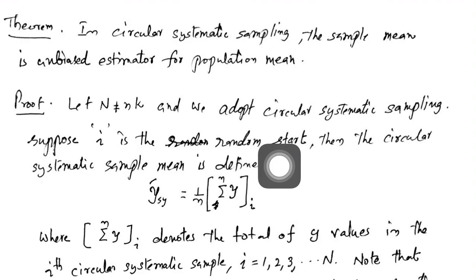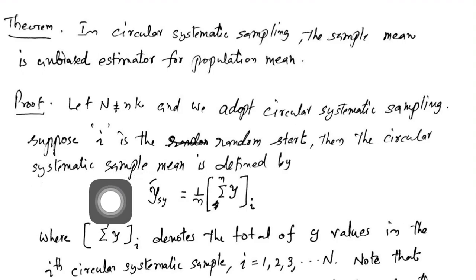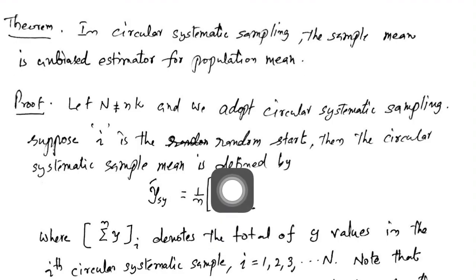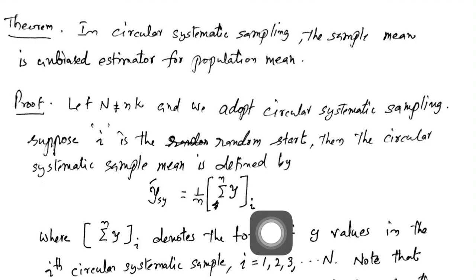I means I may be any number between 1 and capital N. Okay, then the circular systematic sample mean is defined by y bar sy equal to 1 by n into total of y values in the ith possible sample.